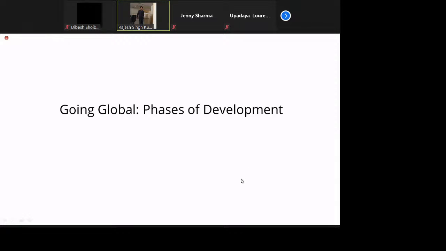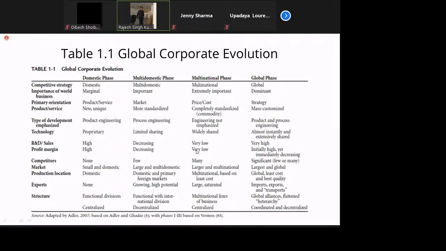Going global. So, we will be discussing the phases of development, how actually companies started venturing into being a global company. Initially, let us move to the next page. These are the tables.